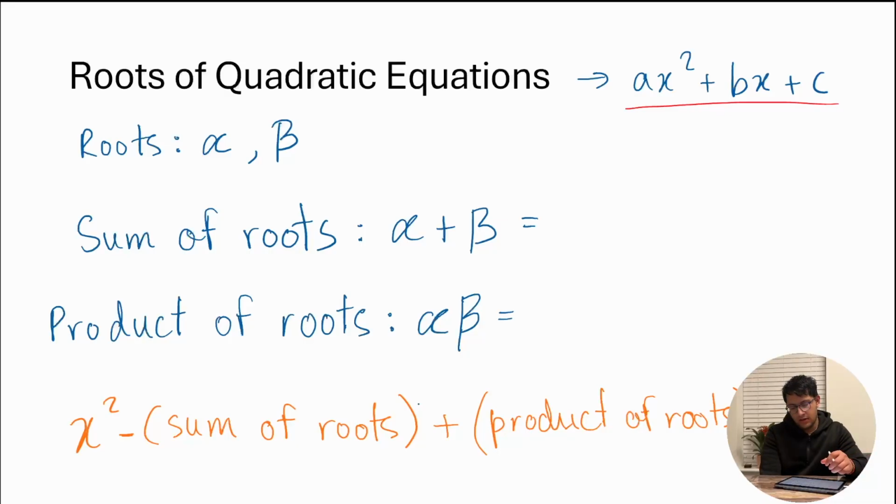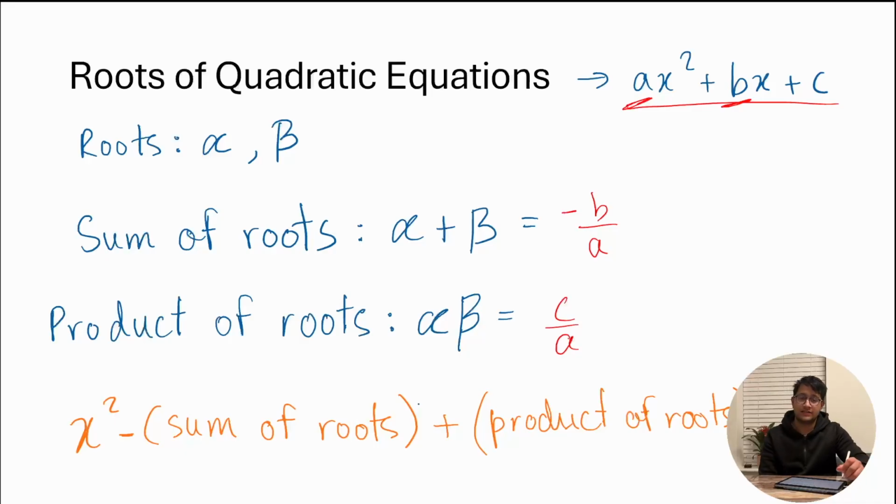Based on GCSE maths or A level maths, you might already know that the sum of the roots of the quadratic is minus b by a, b being the coefficient of x and a being the coefficient of x squared. And the product of the roots is c over a.